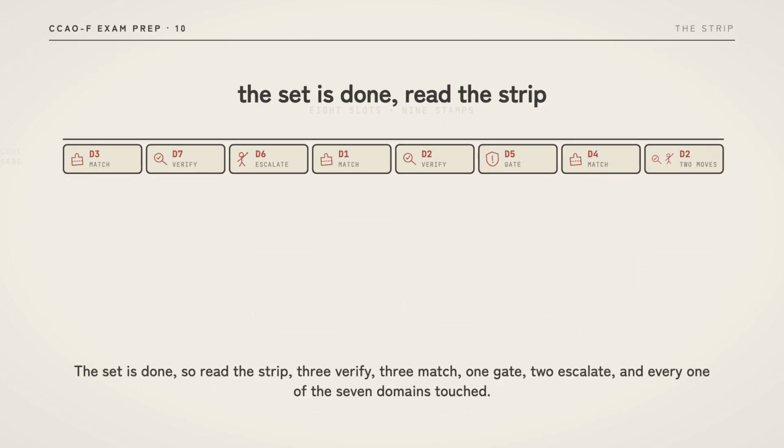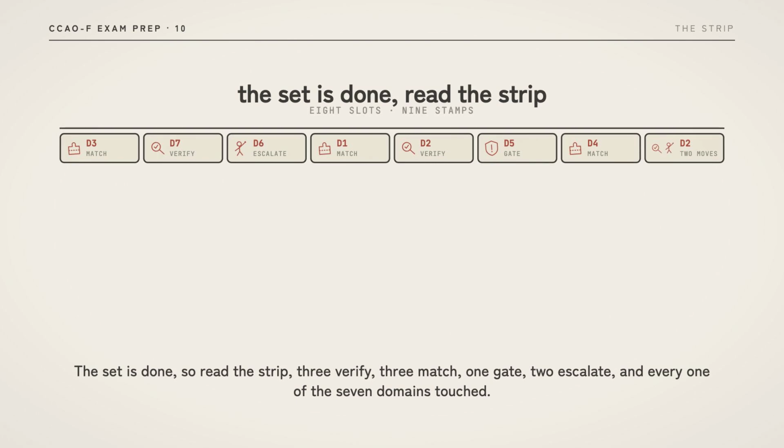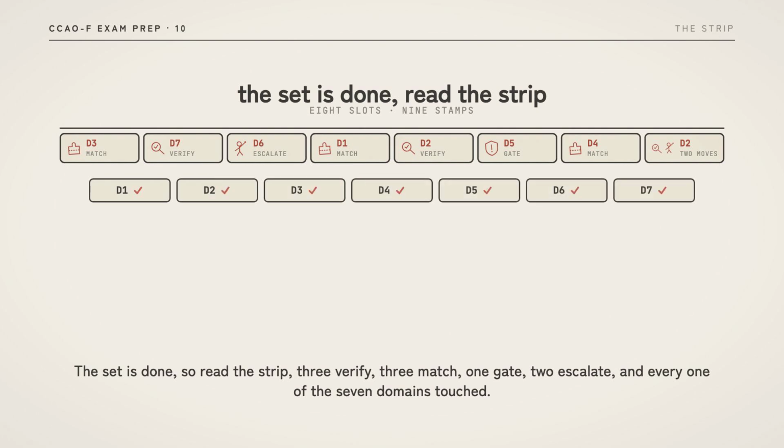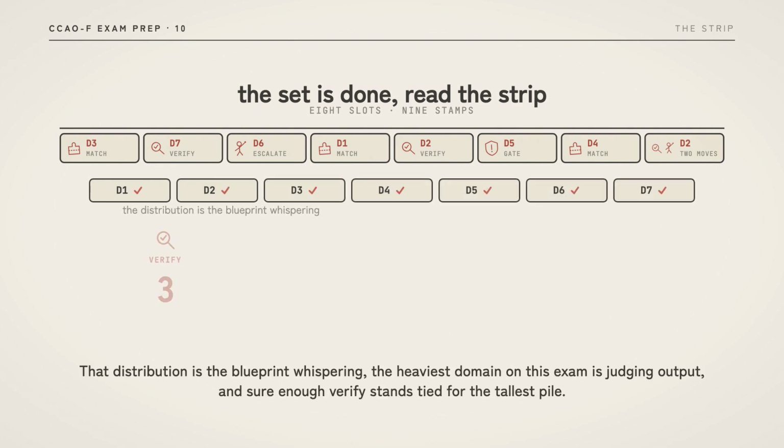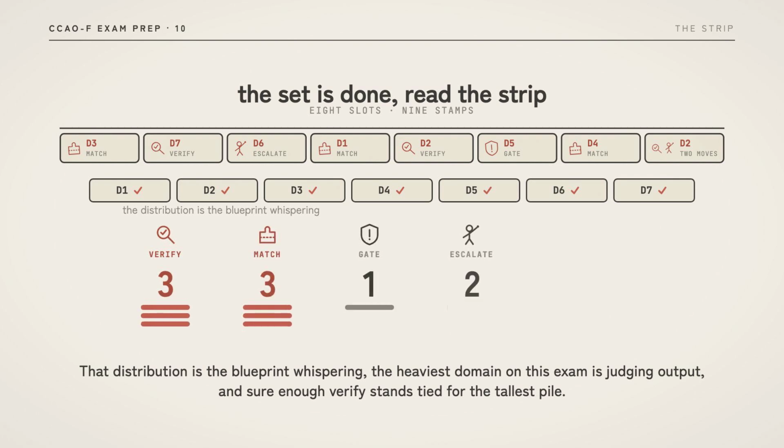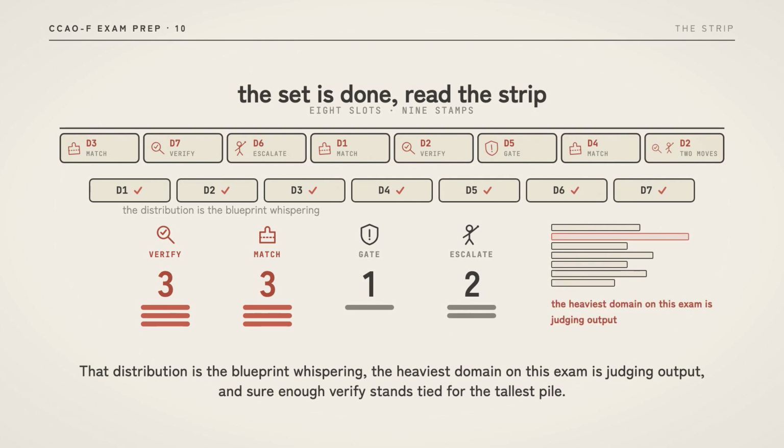The set is done, so read the strip. 3 verify, 3 match, 1 gate, 2 escalate, and every one of the 7 domains touched. That distribution is the blueprint whispering. The heaviest domain on this exam is judging output, and sure enough verify stands tied for the tallest pile.